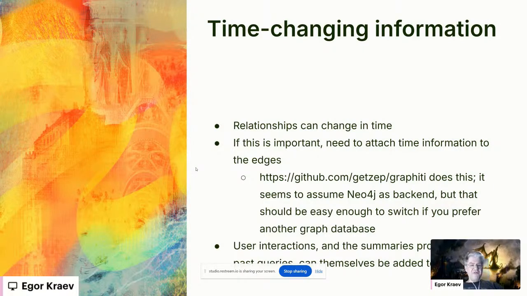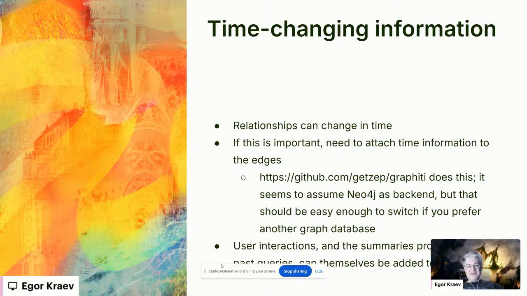Another thing to be aware of is, are your relationships stable over time? Because if they're not, then the relationships in the graph must represent this. And here is a link to a nice open source repo which claims to handle that well. I haven't used it myself, so if you try using it, I'd love to hear back from you.